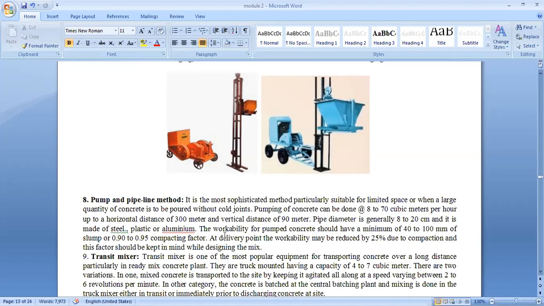The workability of pumping concrete should be a slump of 40 to 100 mm, or a compacting factor of 0.9 to 0.95. So this value you need to remember. The slump value should be 40 to 100 mm, and the compacting factor 0.9 to 0.95. At the delivery point, workability may be reduced by 25% due to compaction, and this factor should be kept in mind when designing the concrete.